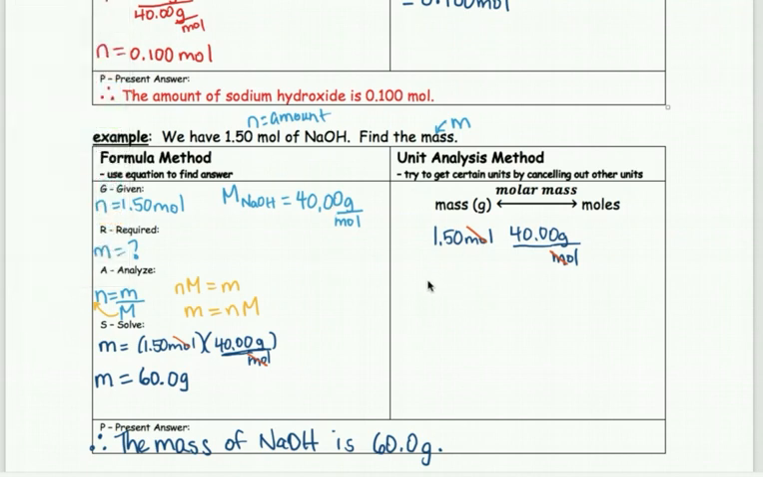So we're going to go through and calculate it out. What this means is when they're right beside each other like this, it's like you're going 1.5 times 40 grams, which ends up being 60 grams, like that. The moles are gone. And then you write your therefore statement.